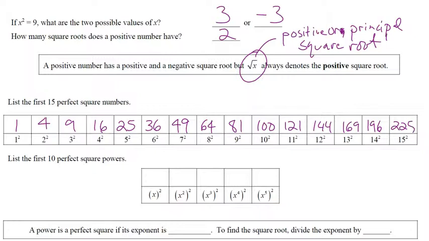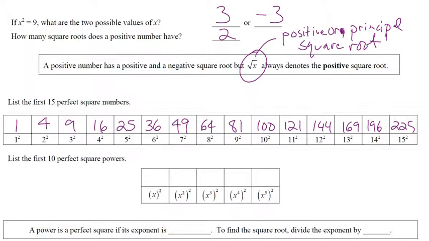Okay, so we want the first 15 perfect square numbers, right? So 1 squared, 2 squared, 3 squared, all the way up to 15 squared. Okay, everybody good?